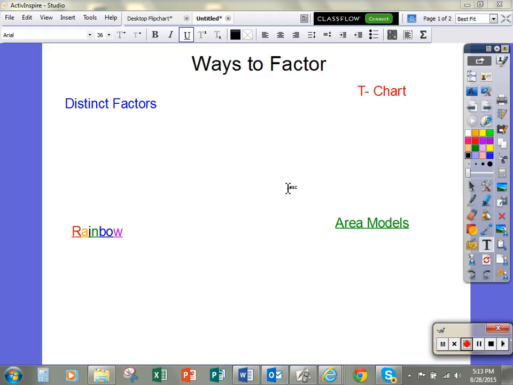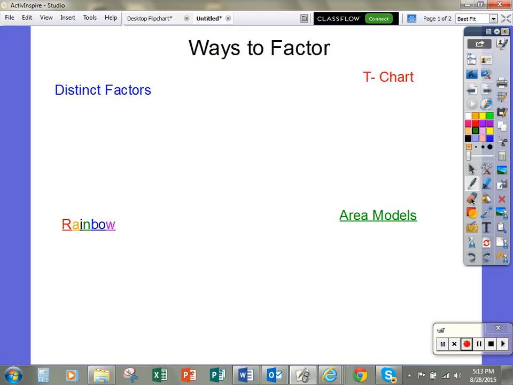Today I'm going to show you how to find factors of a number. Let's start with distinct factors. A distinct factor is simply a list of all the factors of a certain number. So let's start with the number 48.